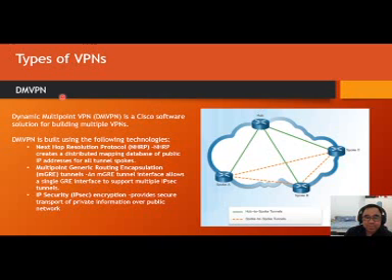Okay. So Dynamic Multipoint VPN, or DMVPN, is a Cisco software solution for building multiple VPNs. It is built using the following technologies. Next Hop Resolution Protocol, or NHRP, creates a distributed mapping database of public IP addresses for all tunnel spokes. Multipoint Generic Routing Encapsulation, or mGRE, tunnels. An mGRE tunnel interface allows a single GRE interface to support multiple IPsec tunnels. IP security, IPsec encryption, provides secure transport of private information over a public network.